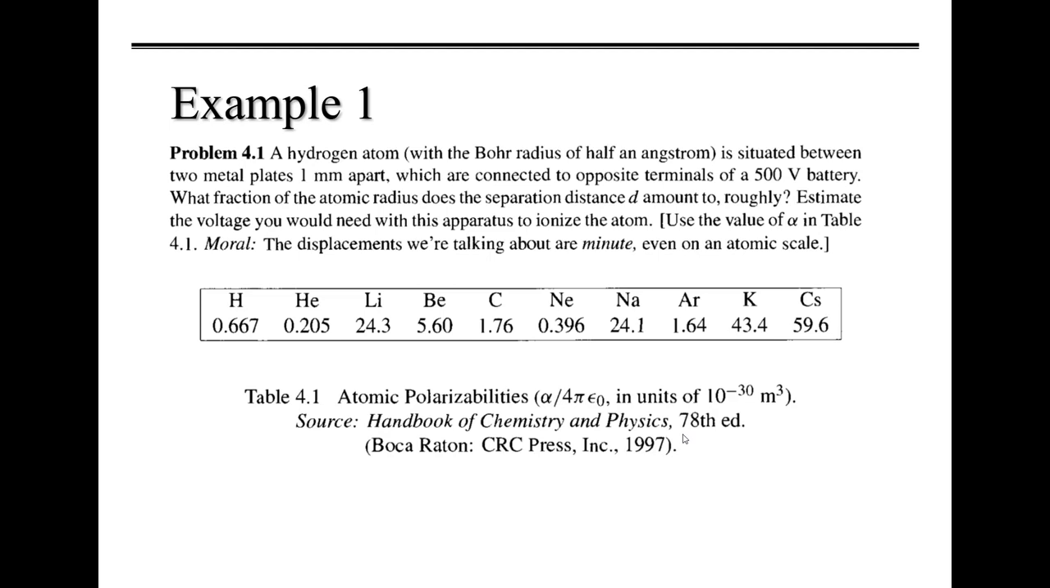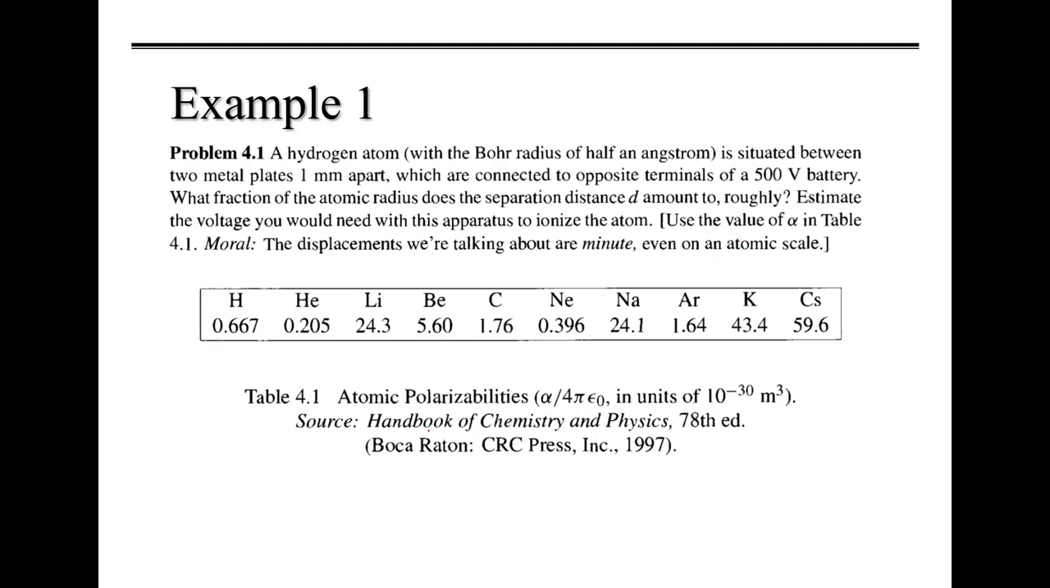Okay, so let us have some examples. The first example is problem 4.1. We have a hydrogen atom with the Bohr radius of half an angstrom situated between two metal plates 1 millimeter apart. These metal plates are connected to opposite terminals of a 500 volts battery. What fraction of the atomic radius does the separation distance d amount to roughly? And estimate the voltage you would need with this apparatus to ionize the atom. Use the value of alpha in table 4.1.